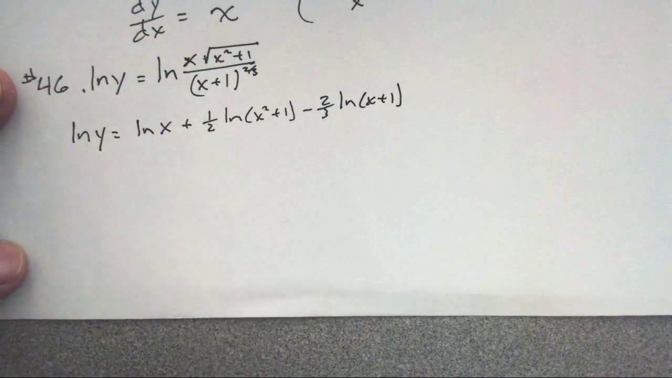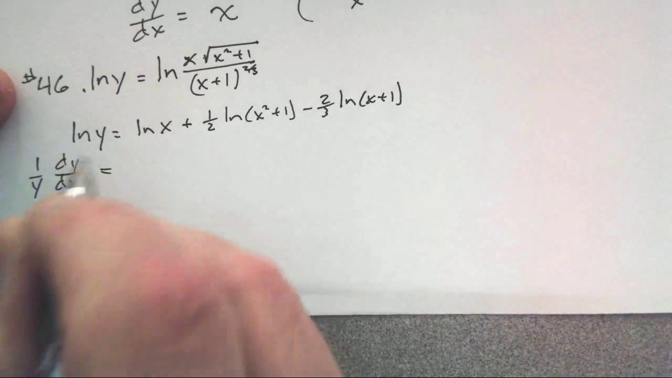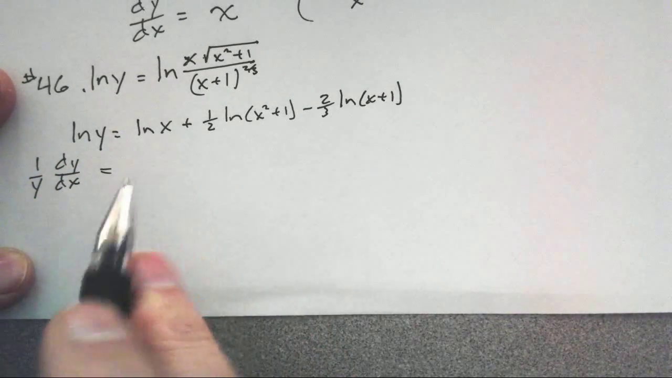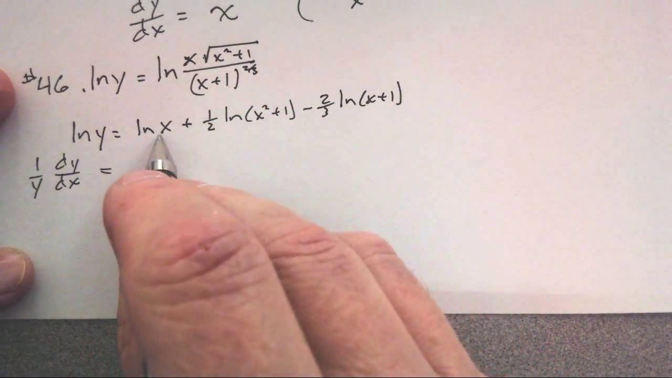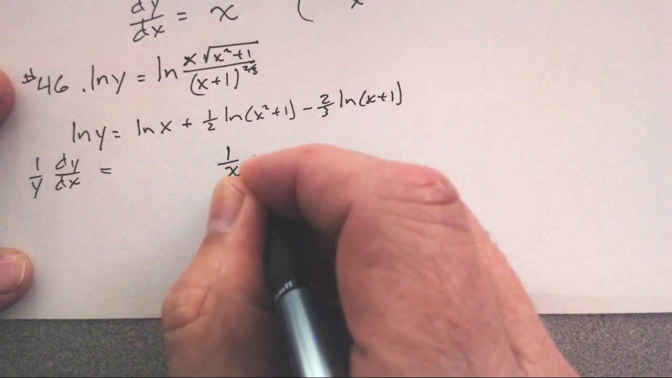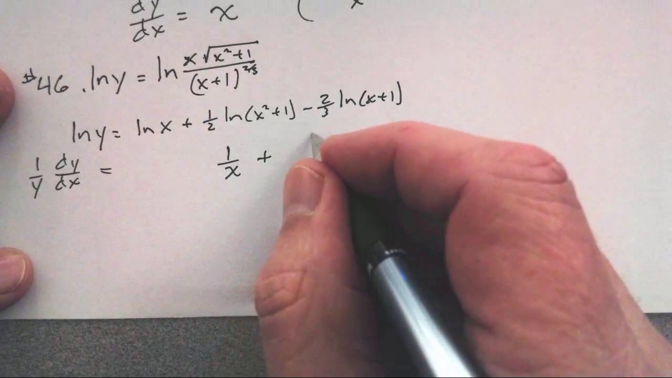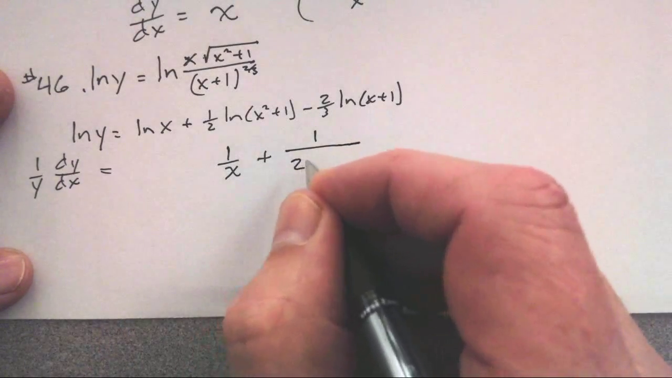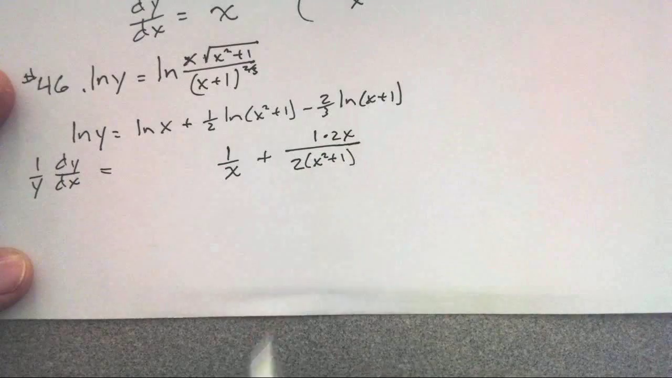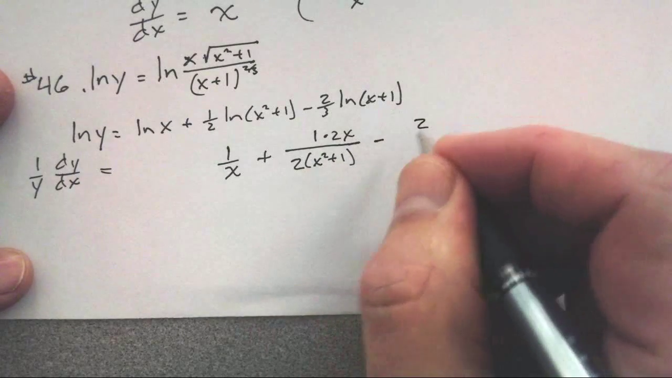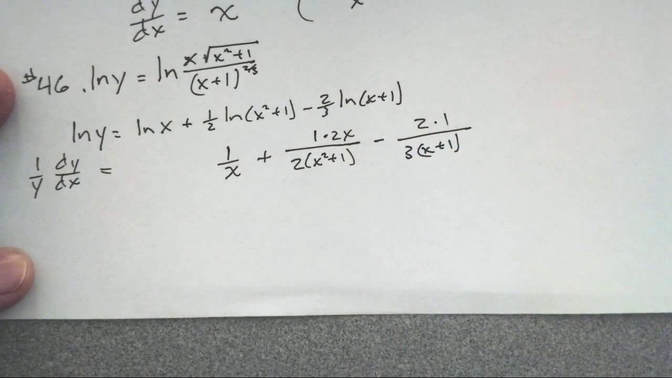And now if I differentiate, I get 1 on y dy dx equals, I'm going to leave a big blank here, and you'll see why in just a minute. You may be able to predict why. The derivative of ln of x is 1 on x. Here I get plus, that 1/2 will survive. It's 1 on 2, x squared plus 1, treat the baby, times 2x, minus 2 on 3, x plus 1, treat the baby, times 1.